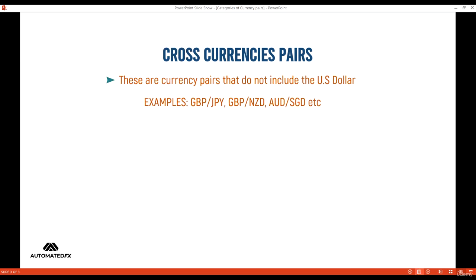So that's it for this lecture, just to enlighten you more about the categories of currency pairs. To recap, we have the major currency pairs and the cross pairs. The major currency pairs are currency pairs with the US dollar in them, like the GBP USD or Euro USD. Then we have the cross pairs, which are pairs without the US dollar in them, like the ones you can see on your screen right now.